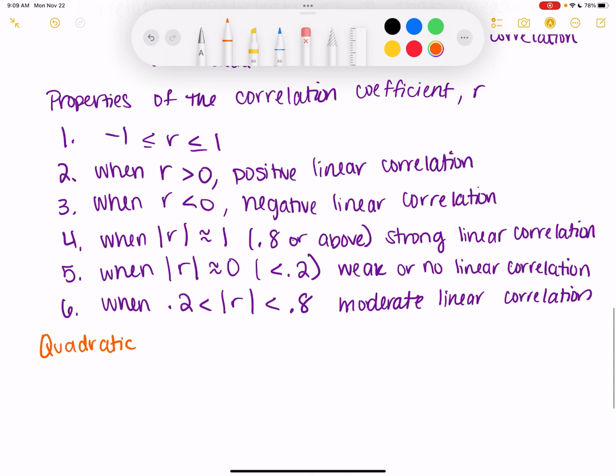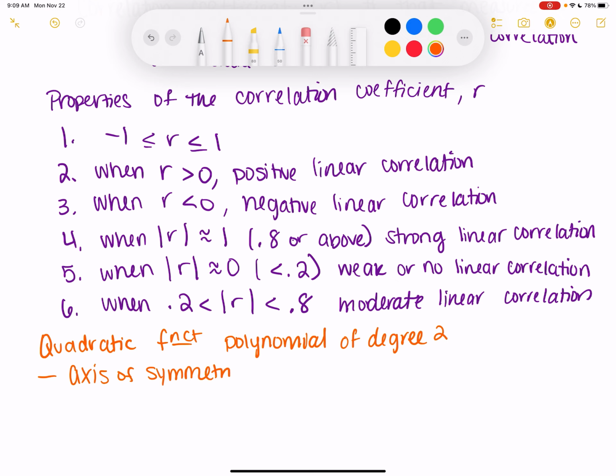Quadratic function, polynomial of degree 2. How many lines is this gonna take? A lot more. No, but just the quadratic form. Pretty much everything that's left is going with this. Okay, so I'll put it over there. All right. With this, the axis of symmetry goes through the vertex.